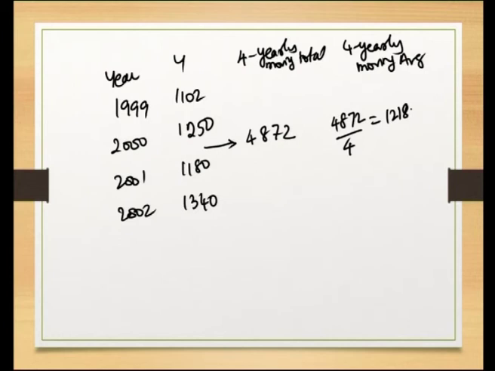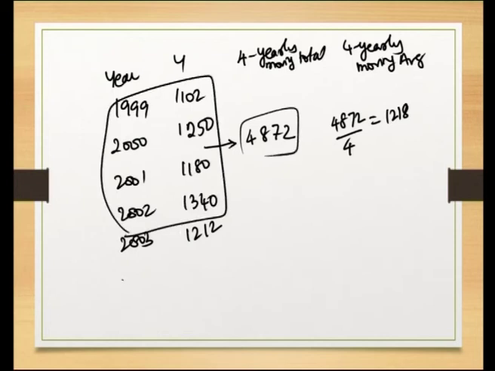Likewise, it is calculated. Similarly, if the year is 2003, the value is 1212. This 4872 is the total of these first 4. Then, for the next 4 values, for the years 2000, 2001, 2002, 2003, the value is written in between 2001 and 2002, and the value is 4982. Its average, 4982 divided by 4, is 1245.5.